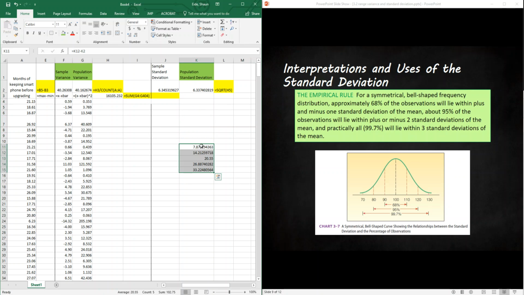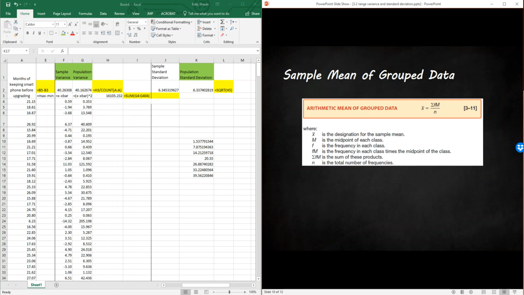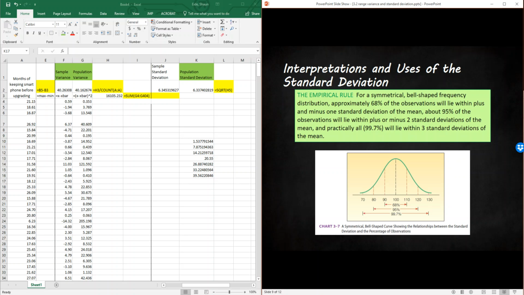Let's do this. The mean minus three standard deviations, the mean plus three standard deviations. Okay, so 99.7% of individuals keep their phones between 1.53 or 1.54 and 39.56 months, which is what this says right here. Okay, so that's where we're going to end for this lecture, because the next lecture is a little bit much for this.